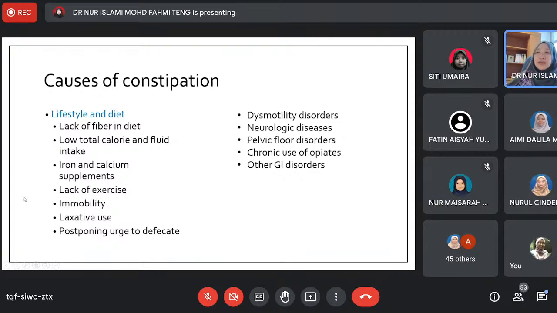So if you look here kat sini, when we know the possible causes of constipation, our intervention is actually we intervene here. So siapa yang kita dapat tahu memang tak makan banyak fiber, we ask them to increase fiber in their diet. Increase your fluid intake, to prevent constipation.